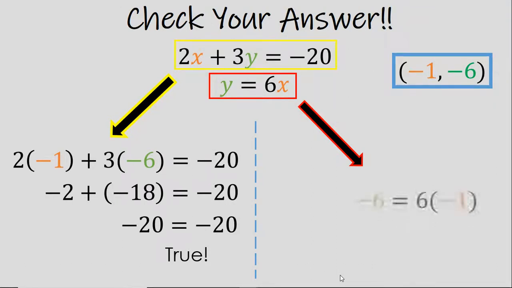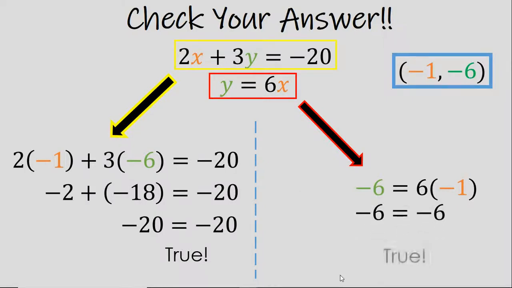So again, we can replace the y with a -6 and the x with a -1. Here I have no more variables, so I can go ahead and solve. And my expression states -6 equals -6, which is another true statement. When both of these statements come out true, that means our solution, -1, -6, was actually in fact a solution to both. This is the correct answer.